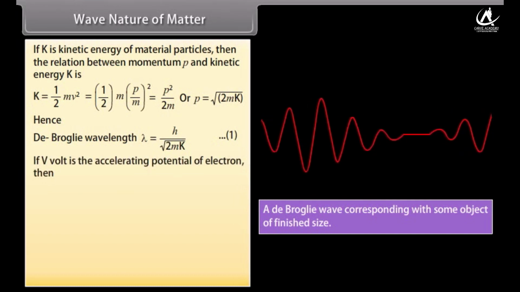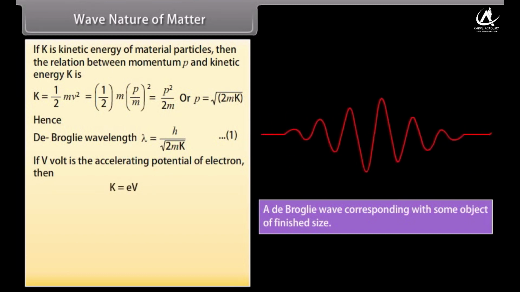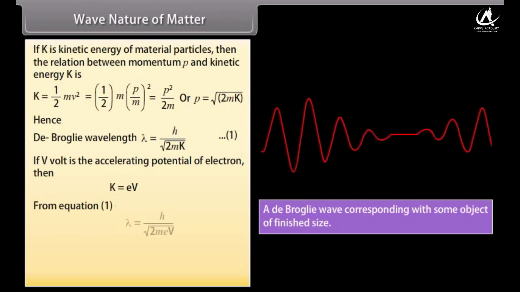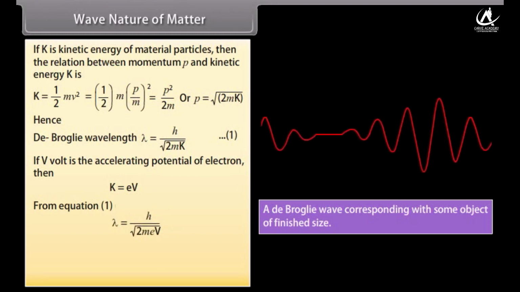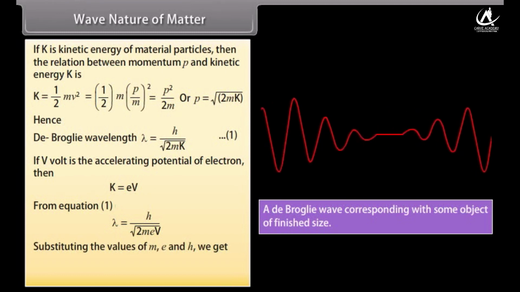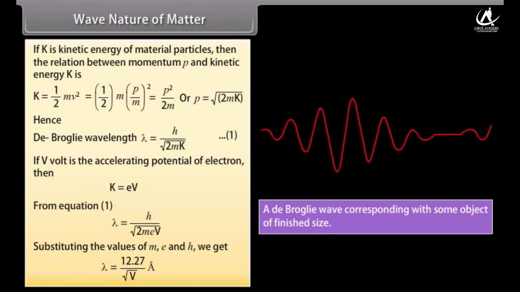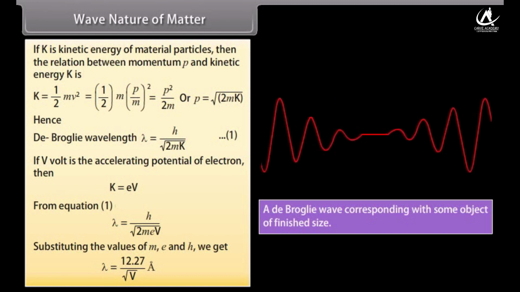If V volt is the accelerating potential of an electron, then K = eV. From equation 1, λ = h/√(2meV). Substituting the values of m, e and h, we get λ = 12.27/√V angstrom.